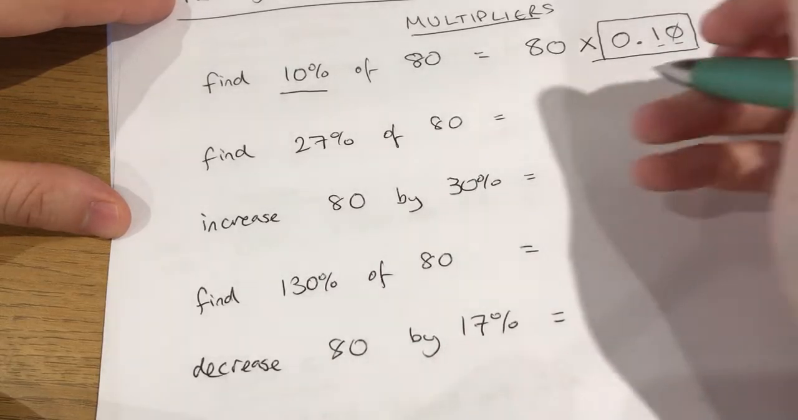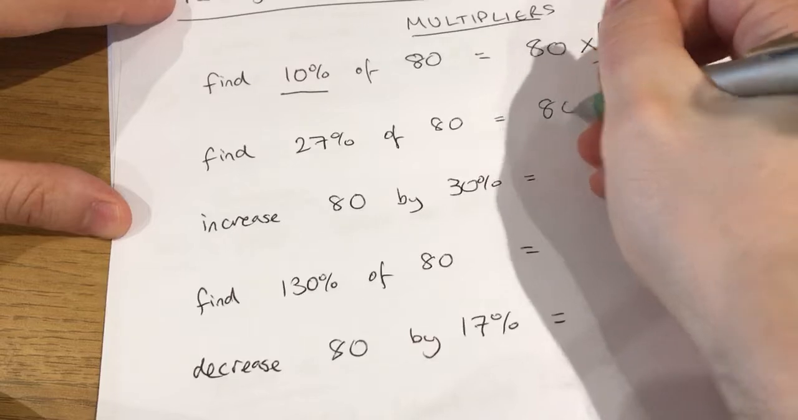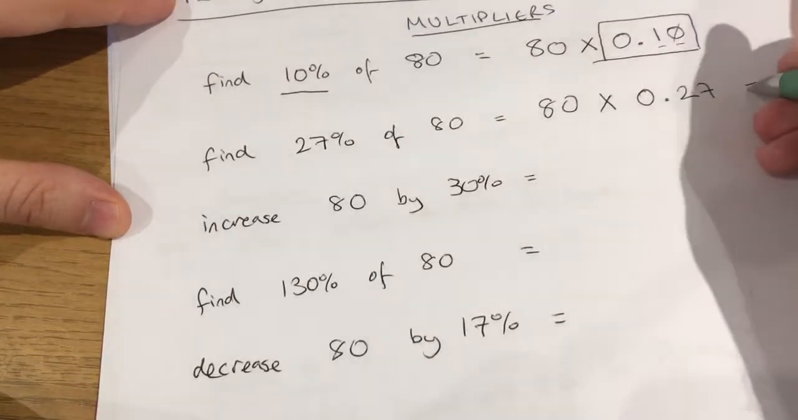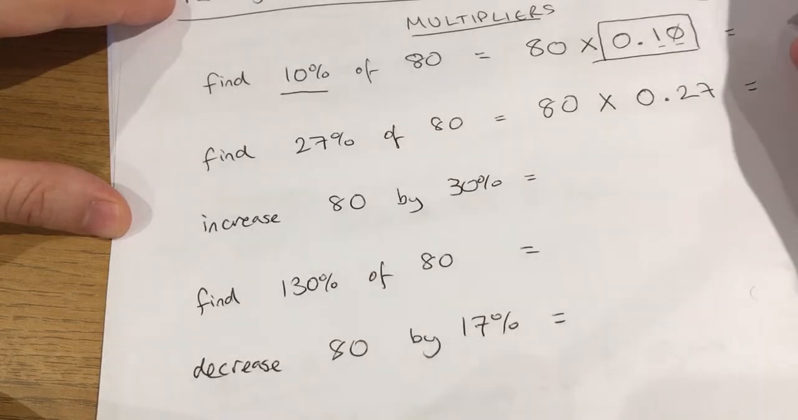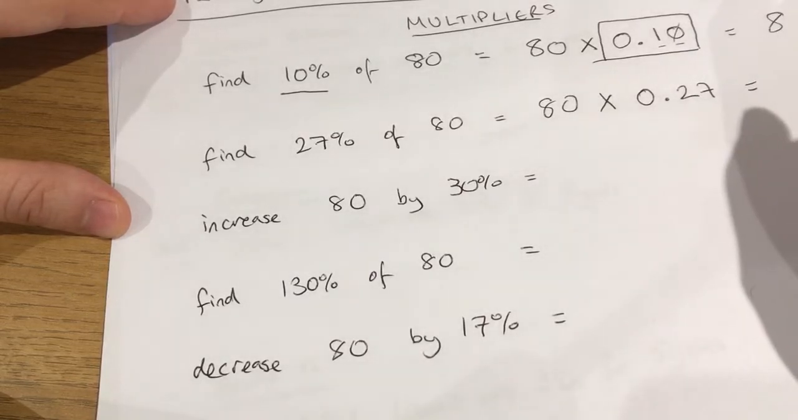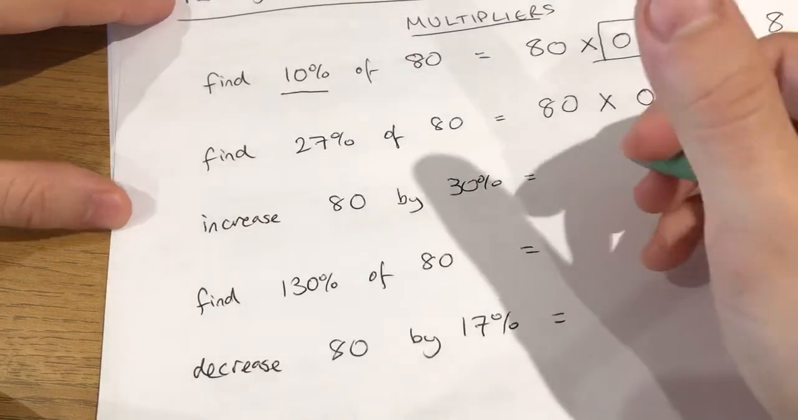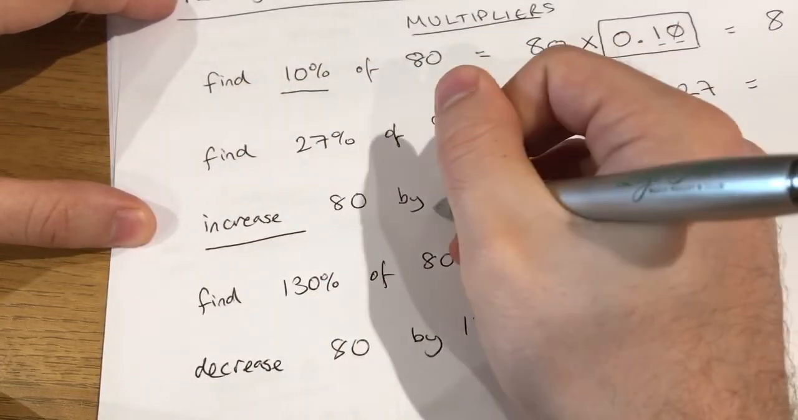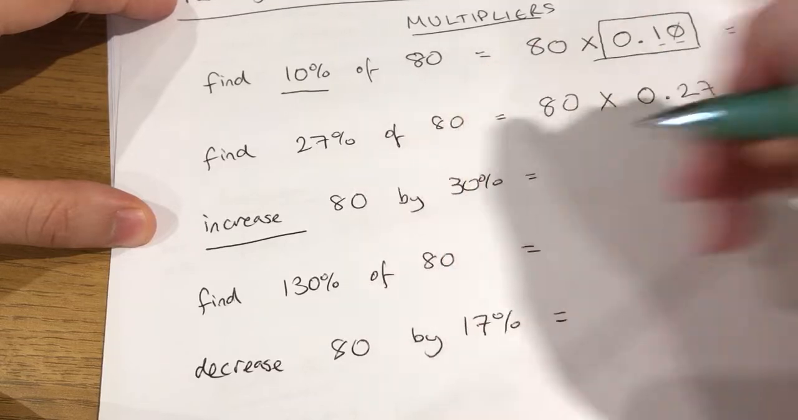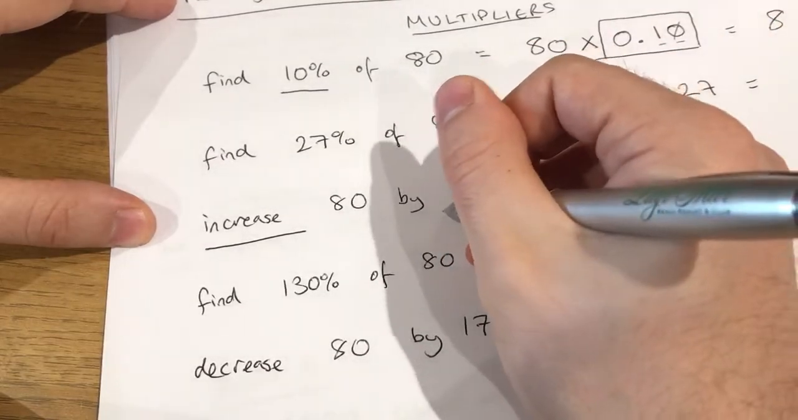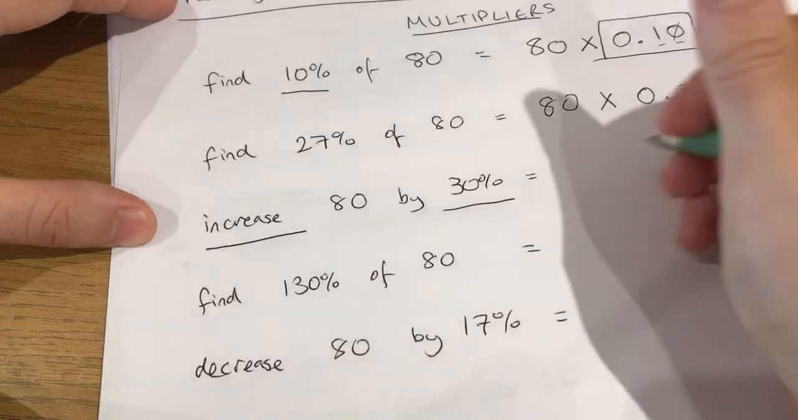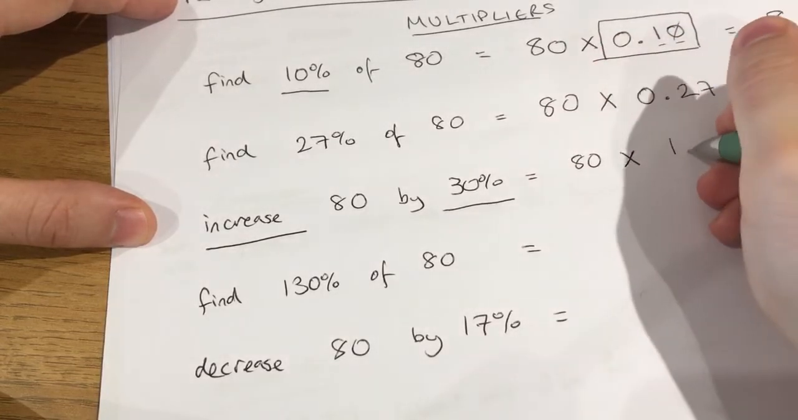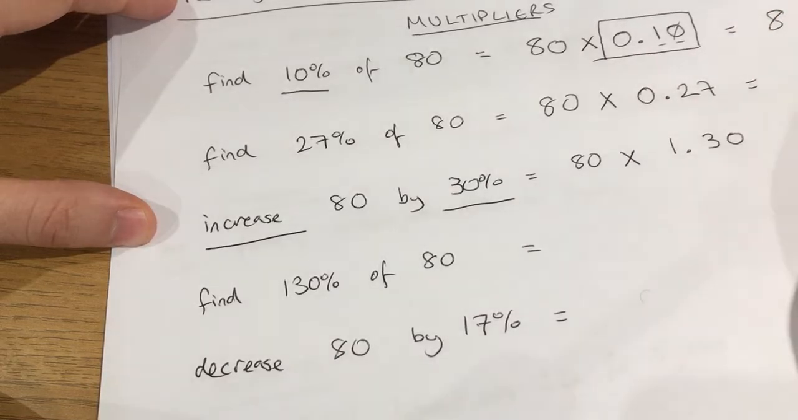So if we want to find 27%, we times by 0.27. You can check these in a calculator. That one we know is obviously 8. Increase by 30%. Now, if we were just trying to find 30%, we'd just be timesing by 0.3 or 0.30. But increasing by 30%, we times by 1.30.